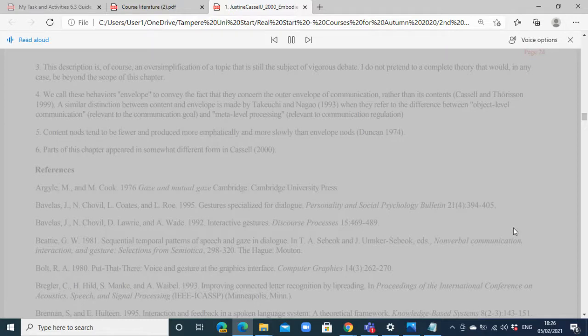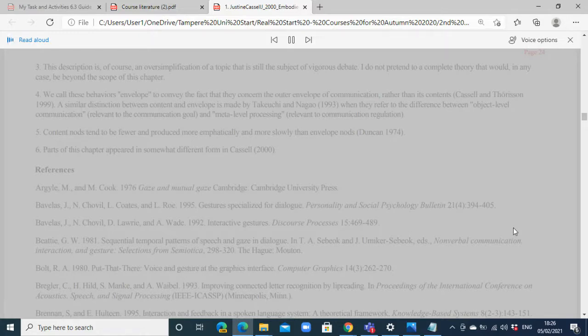5. Content nods tend to be fewer and produced more emphatically, and more slowly than envelope nods. Duncan 1974. 6. Parts of this chapter appeared in somewhat different form in Cassell, 2000. References: Argyle, M., and M. Cook.